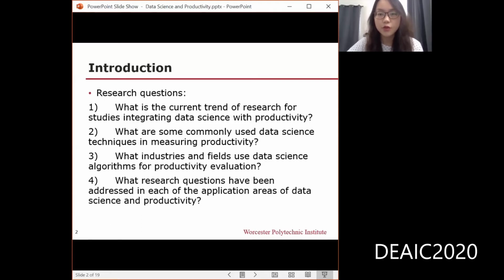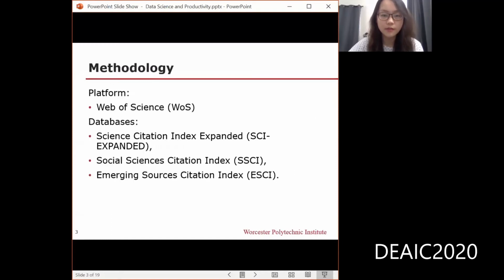So in this study, we try to answer the following research questions. First, what is the current trend of research for studies integrating data science and productivity? Second, what are some commonly used data science techniques in measuring productivity? Third, what industries and fields use data science algorithms for productivity evaluation? And fourth, what research questions have been addressed in each of the application areas of data science and productivity?